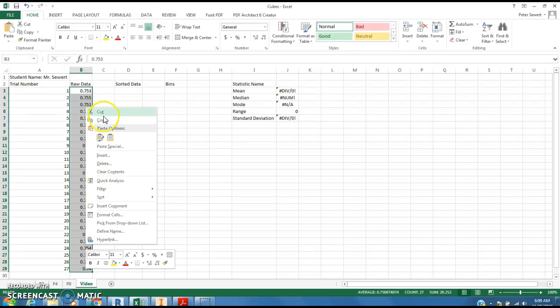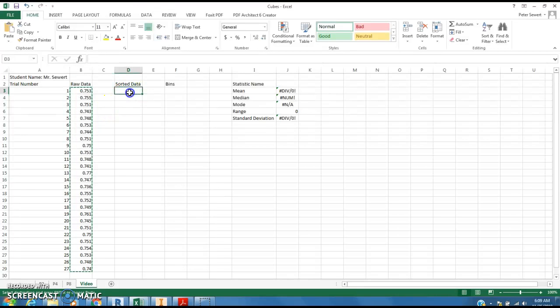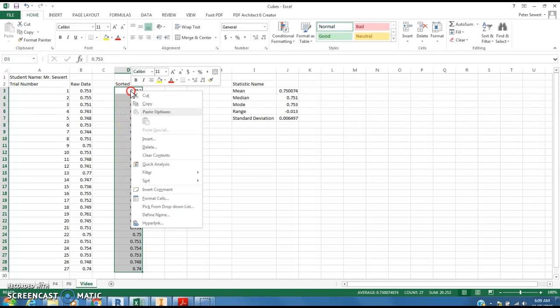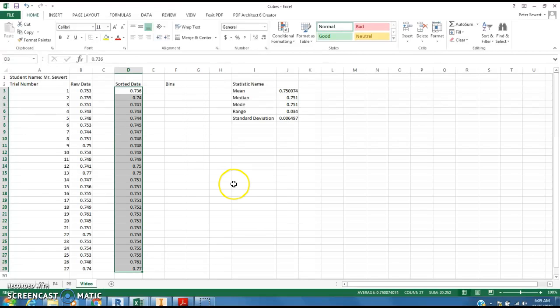I'm going to right click. I'm going to copy that. I'm going to go to sorted data. I'm going to right click and paste that data. I'm going to push escape once to get rid of the highlighting over here under raw data. Now, where it says sorted data, I'm going to right click, go down to the word sort, and click on smallest to largest.